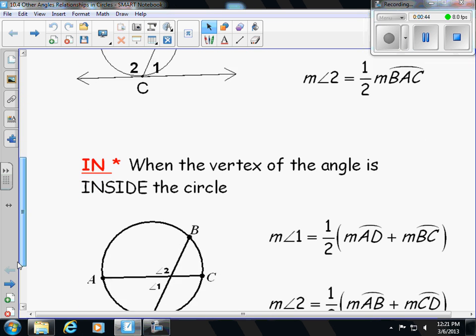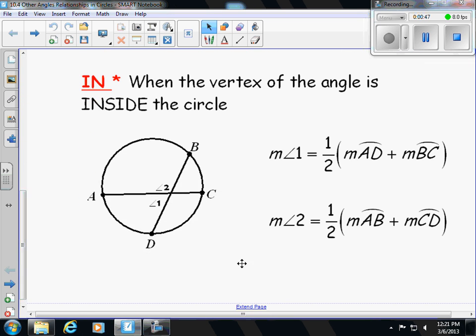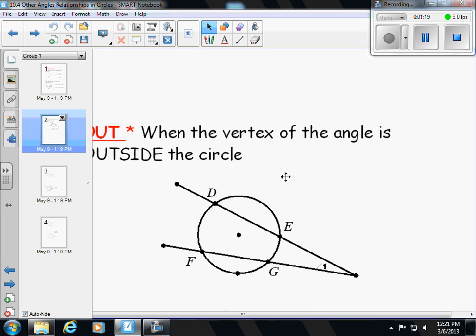Now I'm just going to give you a bunch of formulas and then we're going to apply them. When the vertex of an angle is inside the circle, as in this case with angle 1 and angle 2, the way you'd find the measure of angle 1 is you'd take 1/2 times the measure of arc AD plus the measure of arc BC. The measure of angle 2 is equal to 1/2 times the measure of arc AB plus the measure of arc CD. Okay?